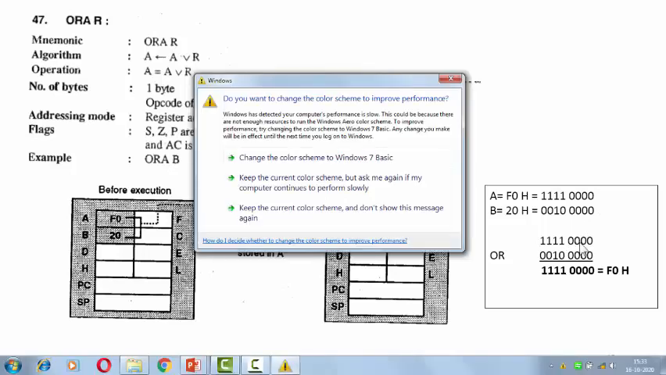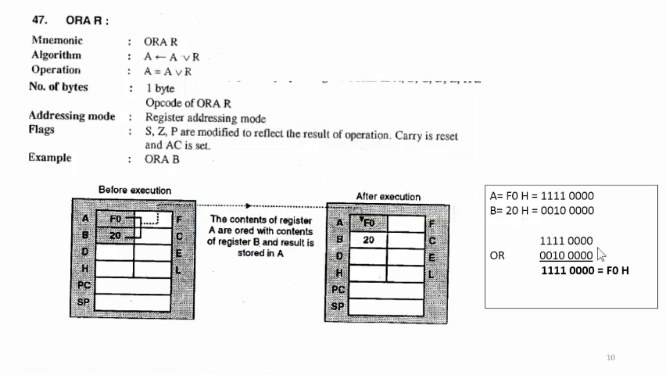Accumulator with F0, 1111 0000, B register with 20 hex, 0010, and lower nibble 0000. Then bitwise ORing operation. As in the lower nibble all the bits are 0, you will get 0, and in the upper nibble the bitwise ORing operation, 1 OR 0 is 1, and so on, and finally the most significant bit 1 OR 0 is 1. So in this way we are getting result F0 in accumulator.